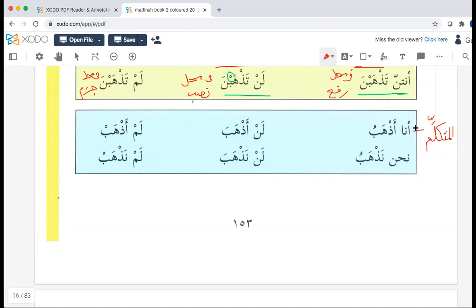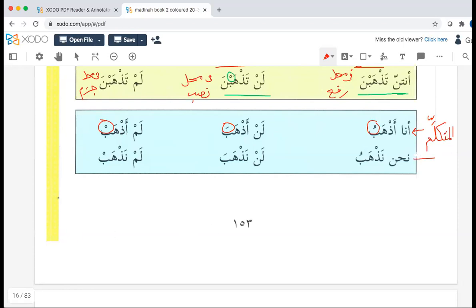Jayyid. And let's go for Adil. You can read this first line for us. Yes, Ustaz. أنا أذهب لن أذهب لم أذهب. بارك الله فيك. وعلامات الإعراب. وعلامة رفعه الضمة وعلامة نصبه الفتحة وعلامة جزمه السكون. أحسنت. ما شاء الله. بارك الله فيك. جزاكم الله خيرا.